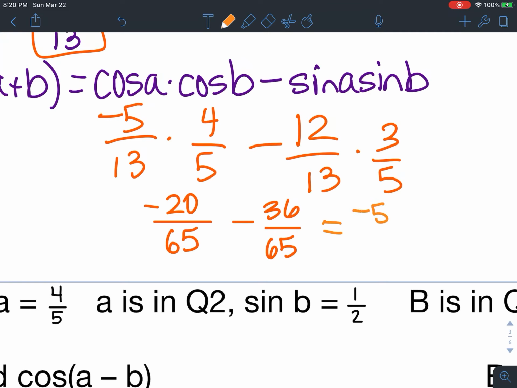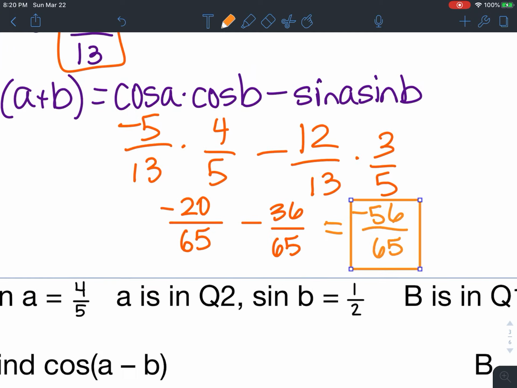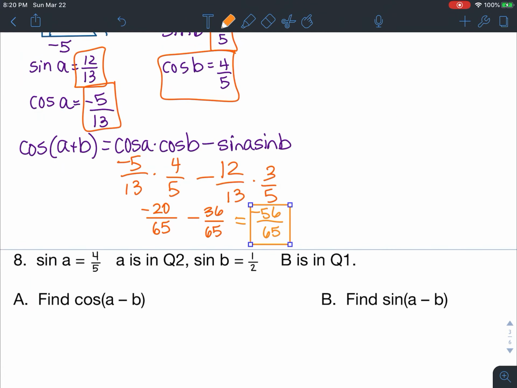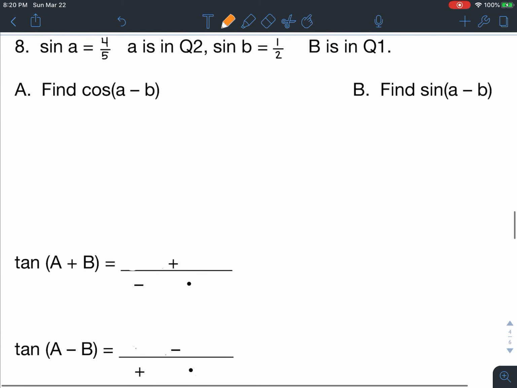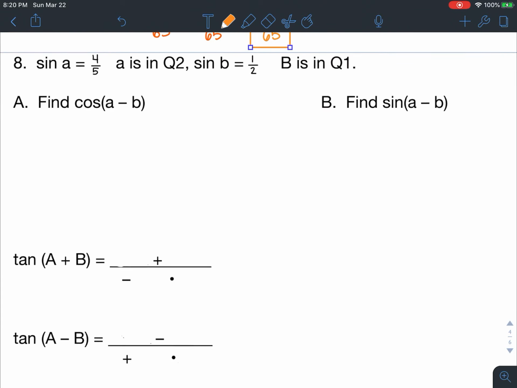So we have -20 minus 36 is -56. Keep the denominator. And there we have it. And you never had to find A or B. Keep that in mind. Okay, let's try another example.